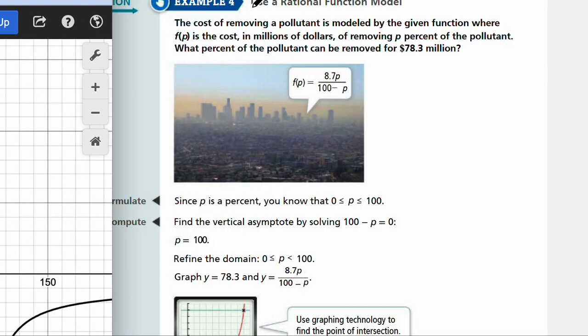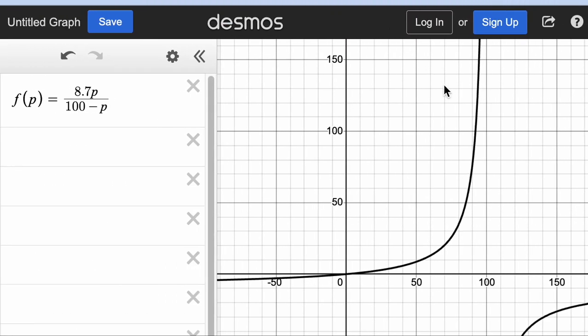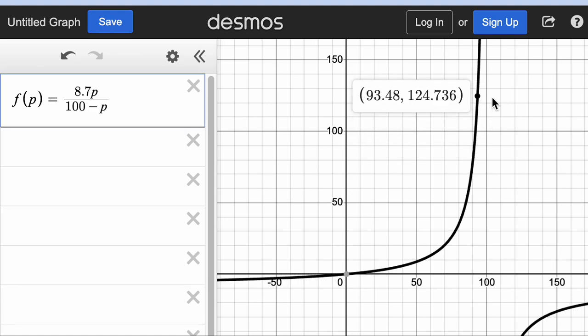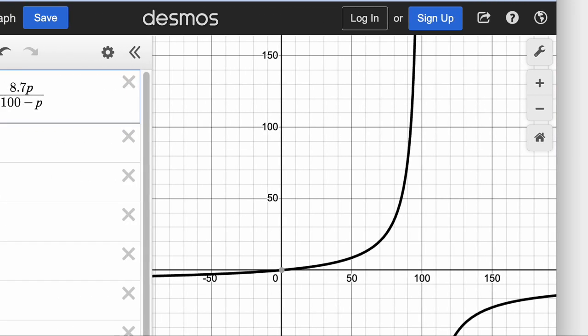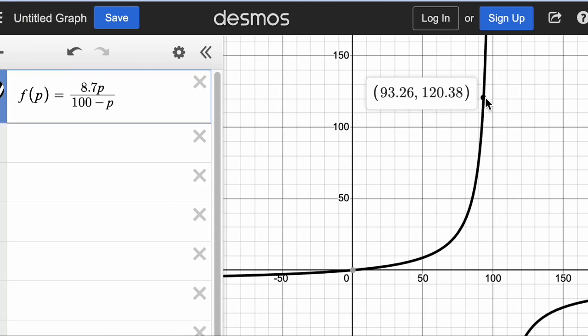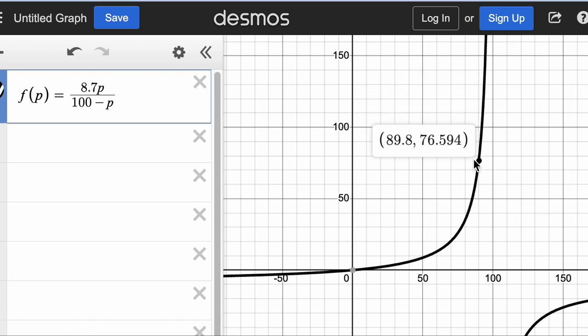And so looking at this, what percent of pollutant can be removed for 78.3 million? So this is our range, right? The value of our f of p, not p, right? So we want to figure out p% when f of p is 78.3. We can easily figure it out by plotting the graph, right? What are we looking for? 78.3 million for f of p. So we're looking at the y value to be equal to 78.3. Oh, there it is. So when p is exactly 90, our y value is 78.3 exactly, right?